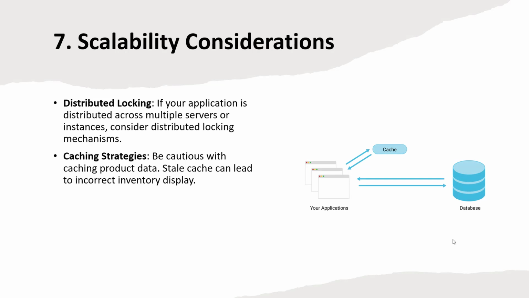And number 7 is scalability consideration. Distributed locking is a feature to include in your project. If your application is distributed across multiple servers or instances, consider a distributed locking mechanism. Caching strategies: be cautious with caching product data. Stale cache can lead to incorrect inventory display. So these considerations apply during multiple purchases of the same items.